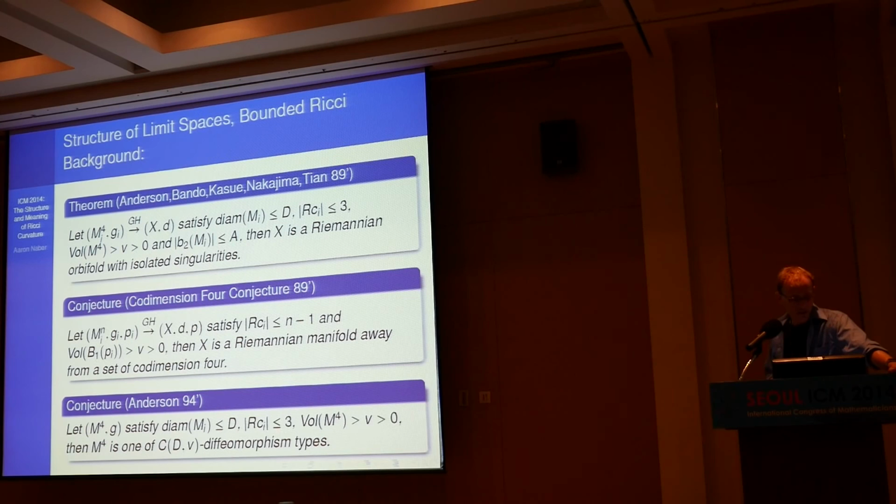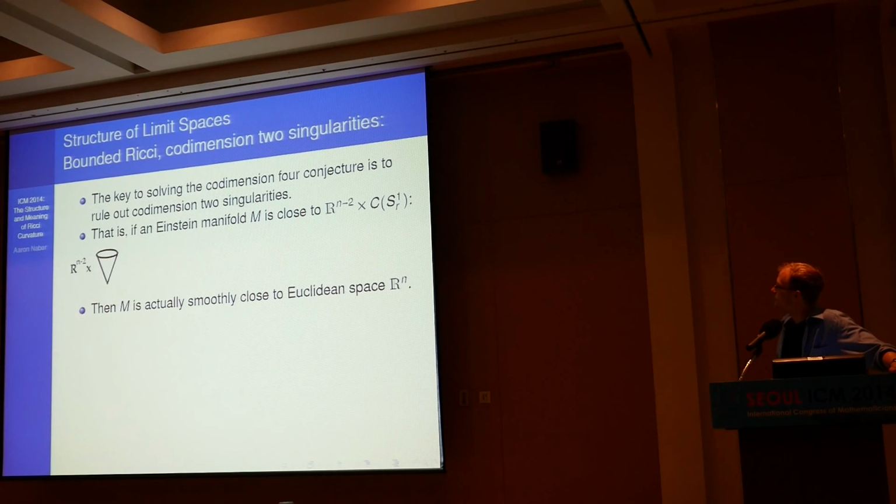So how do you prove this? How do you prove that a limit space has to be smooth away from a set of codimension 4? So the key is, in fact, just to rule out codimension 2 singularities.